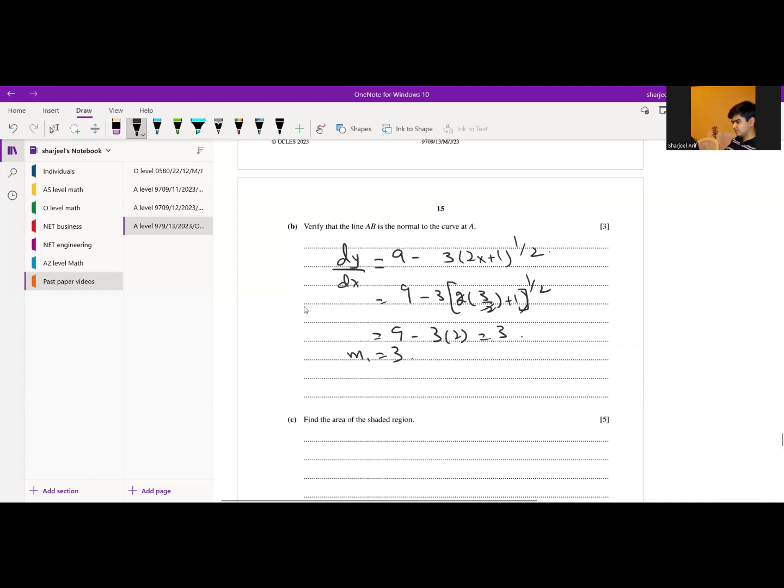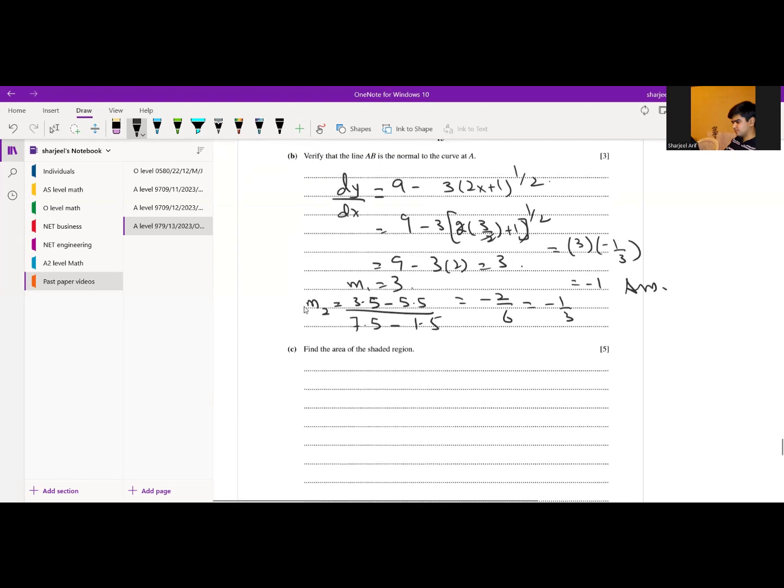Before that, we have to find the gradient of the normal. For that, we will take the coordinates of A and B. So this will be (3.5 minus 5.5) over (7.5 minus 1.5). This is equal to minus 2 by 6, minus 1 by 3. So if these two are normal, the product of the gradients should be equal to minus 1, which it is. So this means AB is normal to the curve at A. So this is our answer.